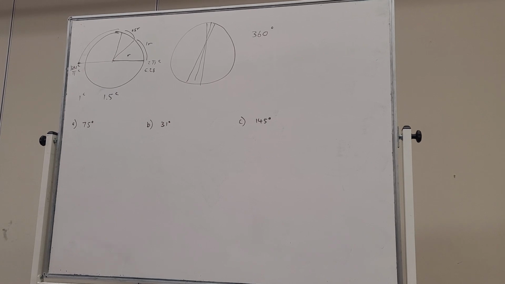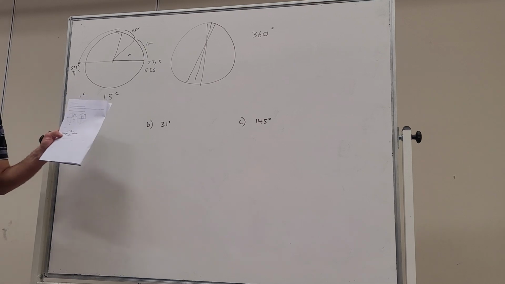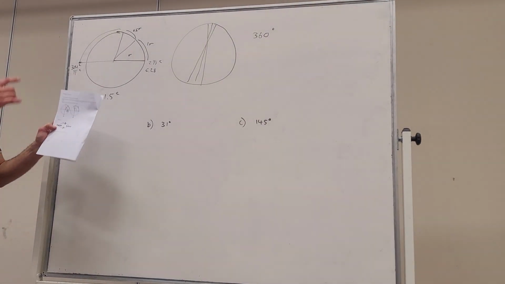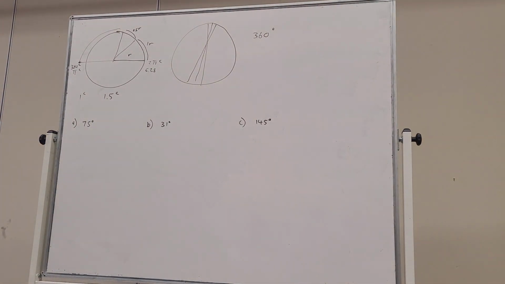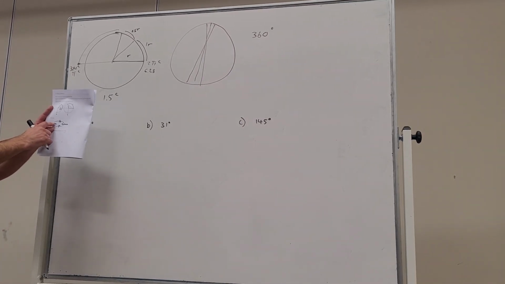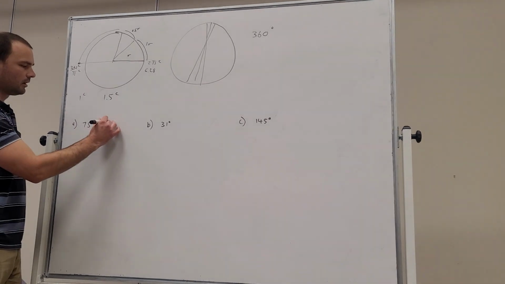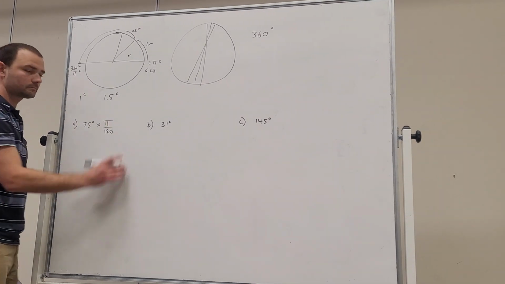So we've got here a conversion chart. If we're going from degrees to radians, we multiply by pi on 180. And if we're going from radians to degrees, we do the opposite, by 180 on pi. So here we're starting with degrees and we want to go to radians. So we follow our chart. We're going to multiply it by pi on top of 180.